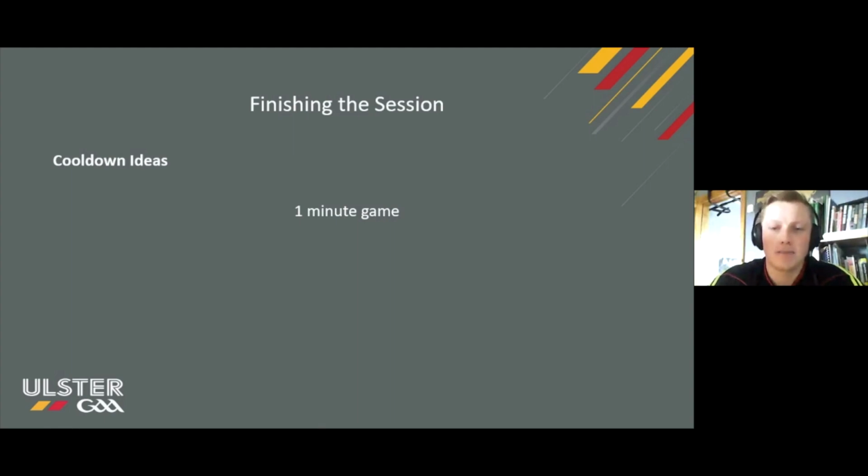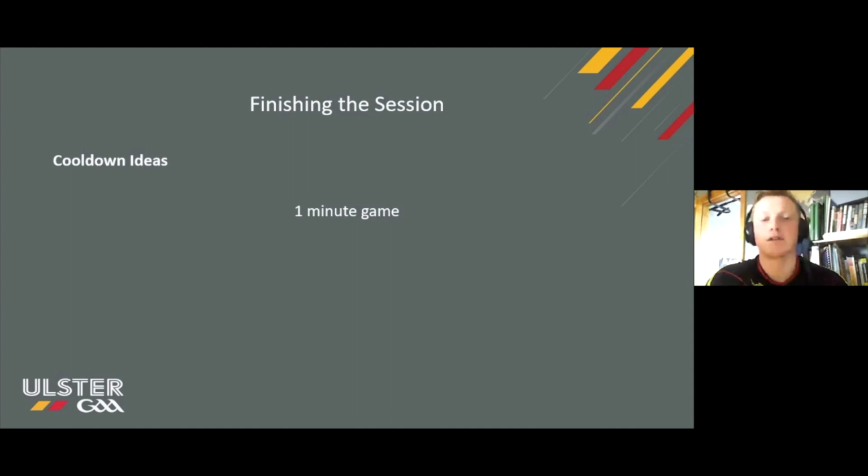It doesn't have to be 1 minute. It can be 30 seconds. It can be 2 minutes. It can be as long as you want or as little as you want. But it's a great wee game to get them a bit of mindfulness. You're sort of sitting and not really doing anything, and you're trying to control your breathing and trying to count quietly into yourself.